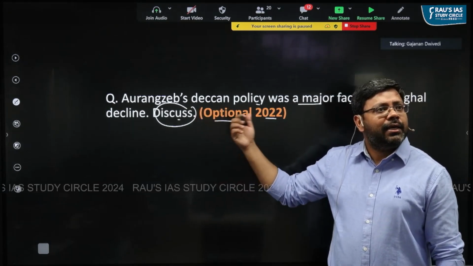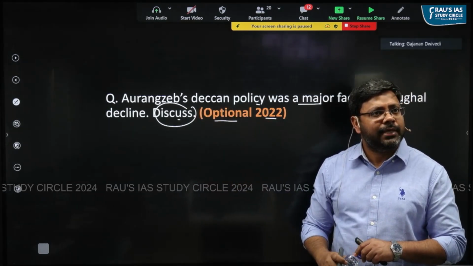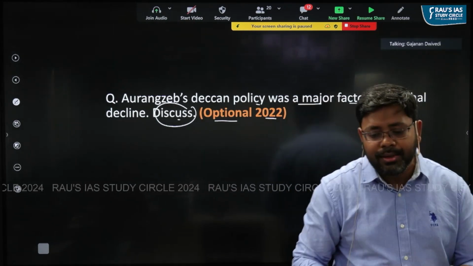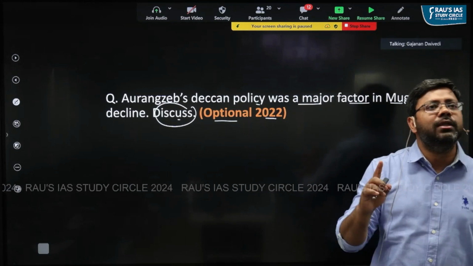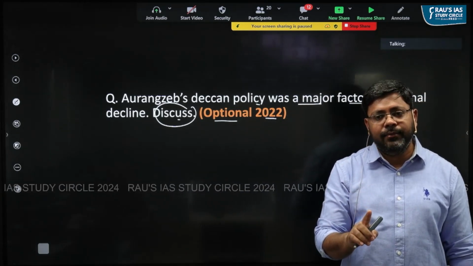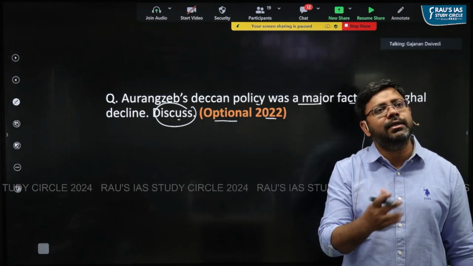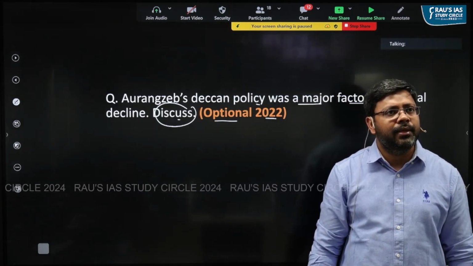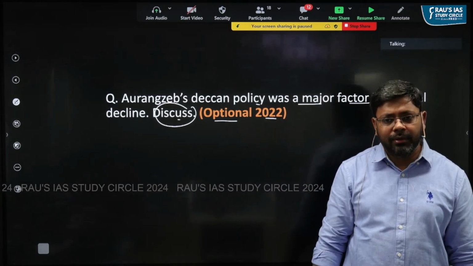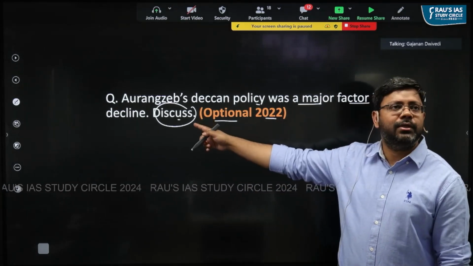Aurangzeb tried to tackle Marathas in Deccan, Shivaji. And for that he stayed in Deccan more than 27 years, trying to control the Marathas. That drained the resources of empire. And that destabilized the political control in North. And one of the reasons why Aurangzeb led to decline of Mughals.